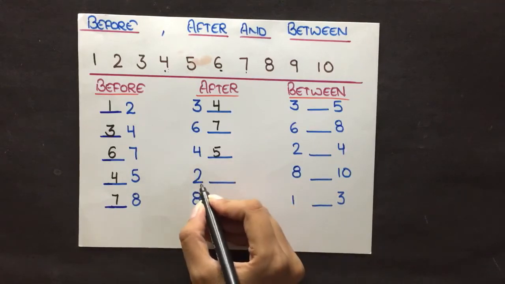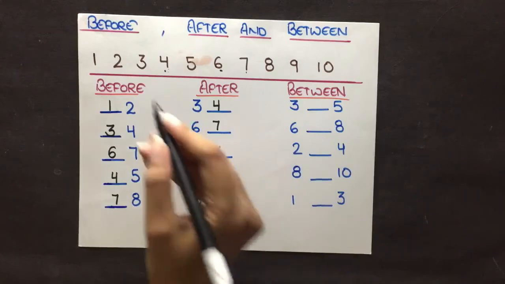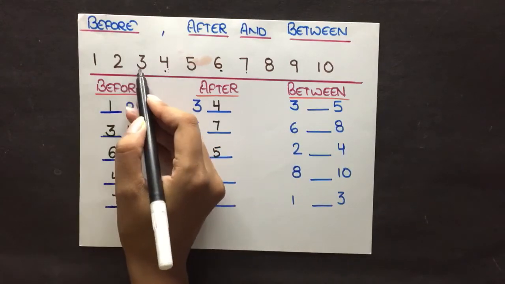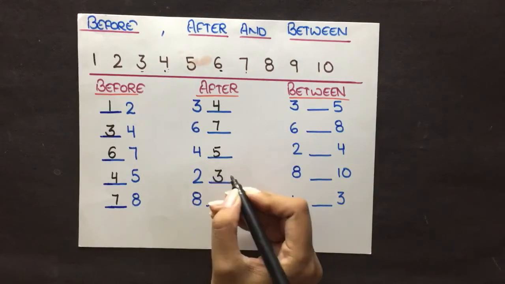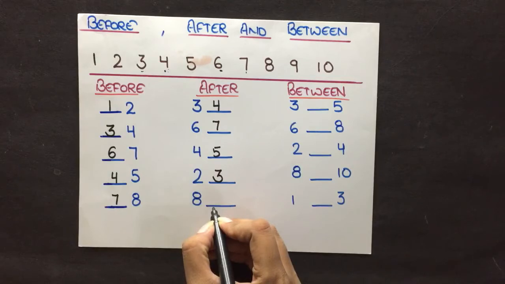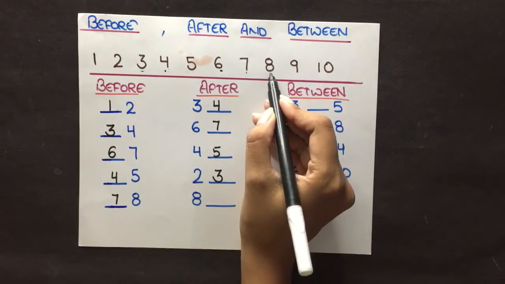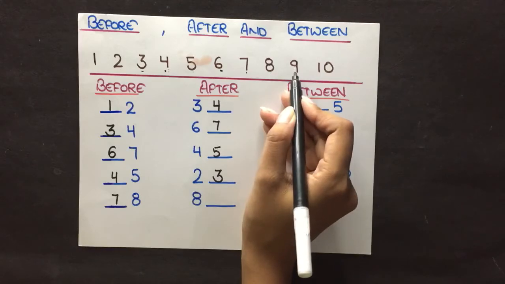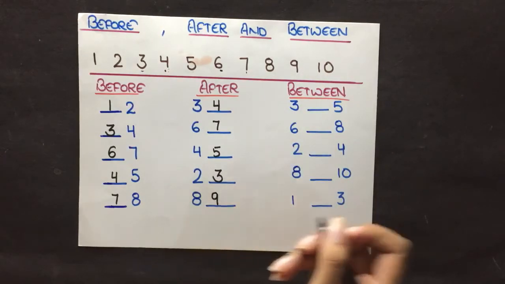Next, 2 dash. Now what comes after 2? Now 2 is here. What comes after 2? That is 3. So 3 comes after 2. Next, 8 dash. Now what comes after 8? See here, after 8 it is 9. Yes, 9 comes after 8.